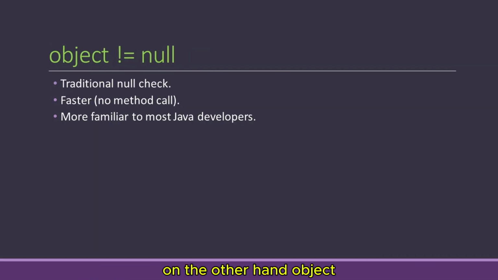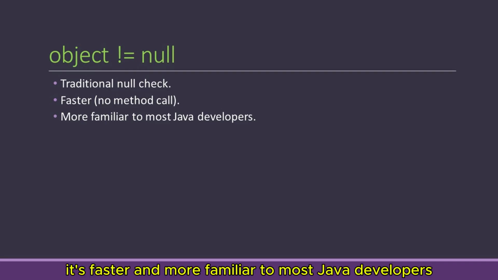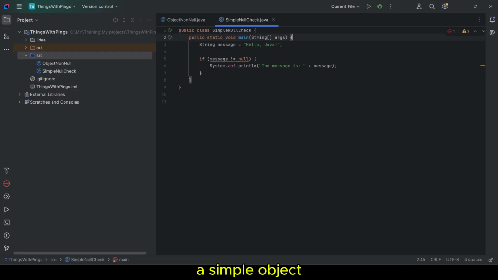On the other hand, object != null is the traditional way to check for null. It's faster and more familiar to most Java developers. A simple object != null check would look like this.